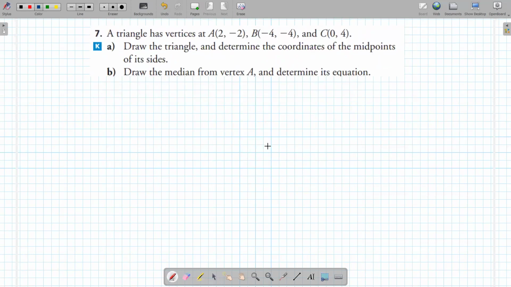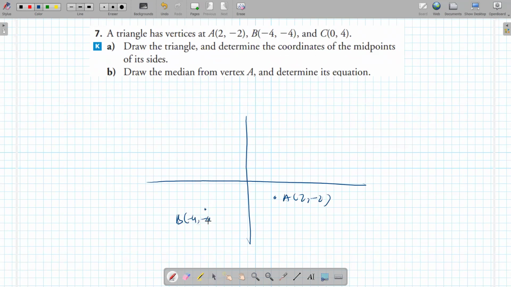So we have 2, 2, 2, negative 2. So A is here. And then we have negative 4, negative 4. B is somewhere here. And we have C, which is here. So this is our triangle.